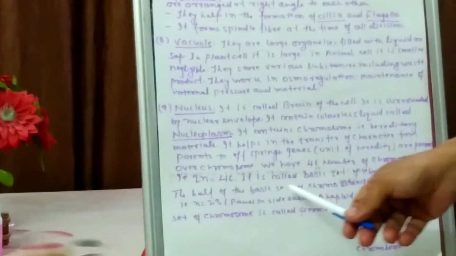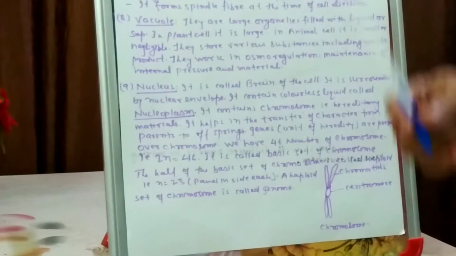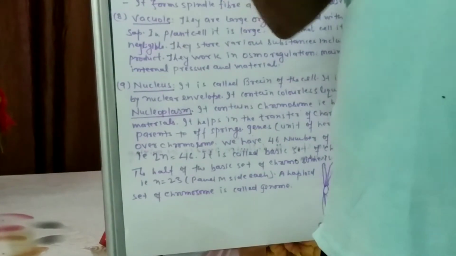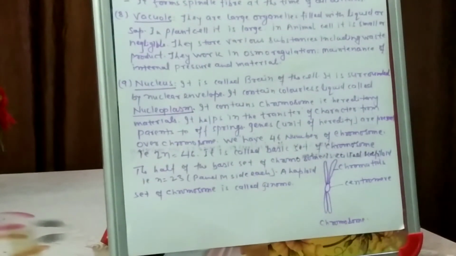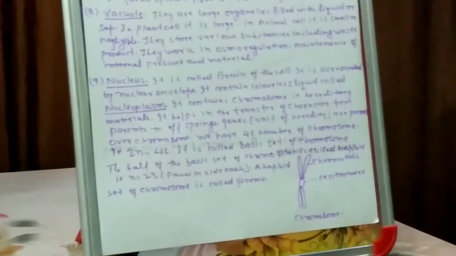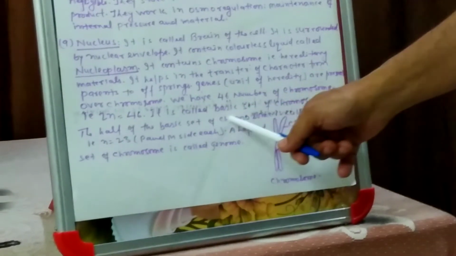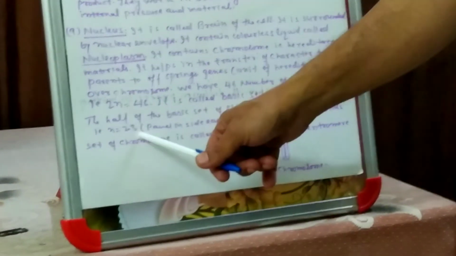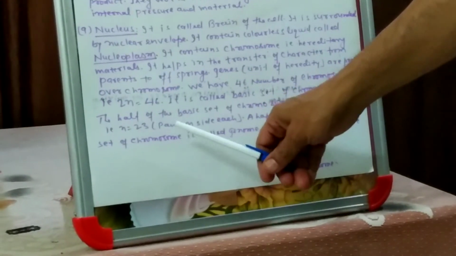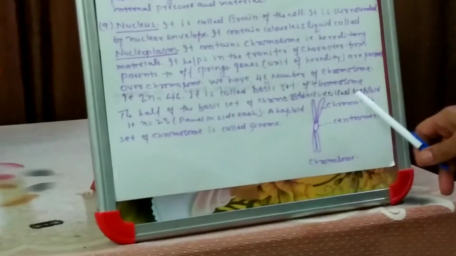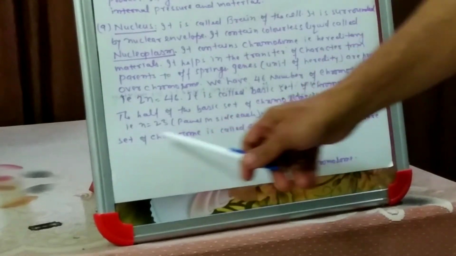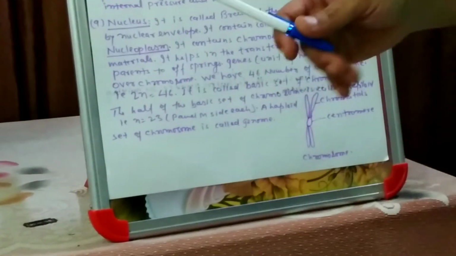The half of the basic set of chromosomes is called haploid. We have the basic set of chromosomes, that is 2n equal to 46. So half the number of chromosomes, that is n equal to 23, is known as the haploid number of chromosomes. The haploid set of chromosomes is called the genome. The genome, that is a haploid set of chromosomes, is known as the genome.